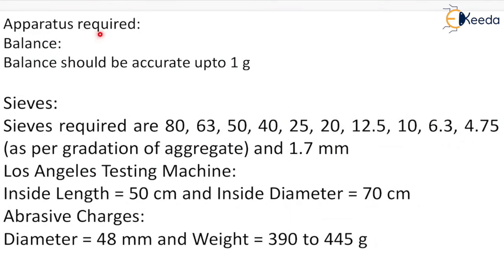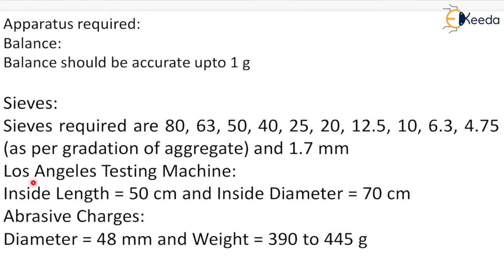Now apparatus required will be balance. Balance should be accurate up to 1 gram. It means that it should measure up to 1 gram precisely. Now the next apparatus is sieves. Sieves required are 80 mm, 63 mm, 50 mm, 40 mm, 25 mm, 20 mm, 12.5 mm, 10 mm, 6.3 mm, 4.75 mm as per gradation of aggregate and 1.7 mm.